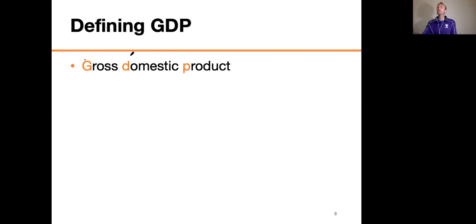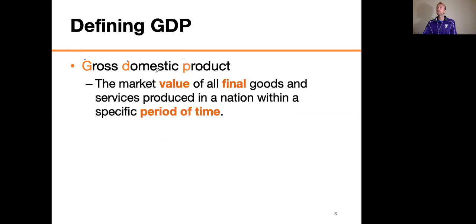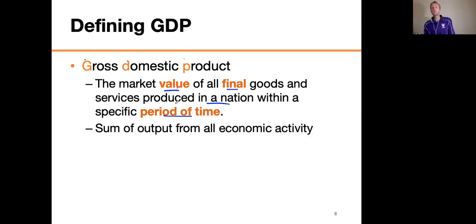So we have the G, the D, and the P. That's where the GDP comes from. And the formal definition is the following. It's the market value of all final goods and services produced in a nation in a specific period of time. So remember that, okay? It's the market value of all final goods and services produced in a nation in a specific period of time. And that's going to do you well for the rest of your life if you remember that that's what GDP is ultimately talking about, okay?